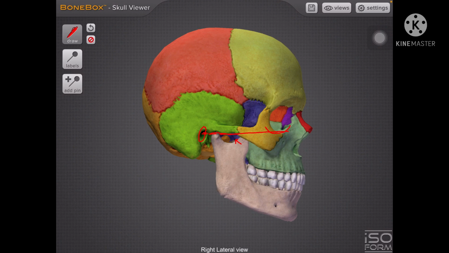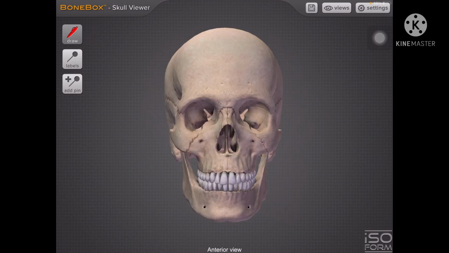The reads baseline, the line that is passing from the infraorbital margin to the superior part of the external acoustic meatus, is Frankfurt's horizontal plane. These two are the lines that are very important for your MDS examination as well as theory examinations. Now let us also learn about some important landmarks in the skull.